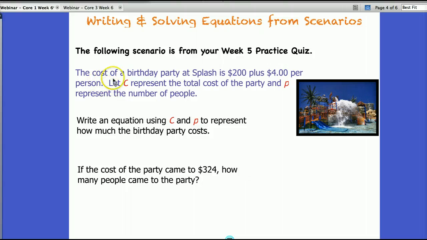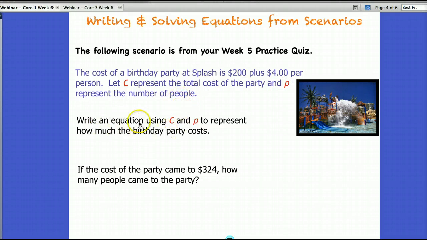So on this one, it says the cost of a birthday party at Splash is $200. So you have to just pay a set fee of $200, plus you have to pay an additional $4 for every person, okay? So I give you some variables. Let C represent the total cost of the party, and let P represent the number of people.